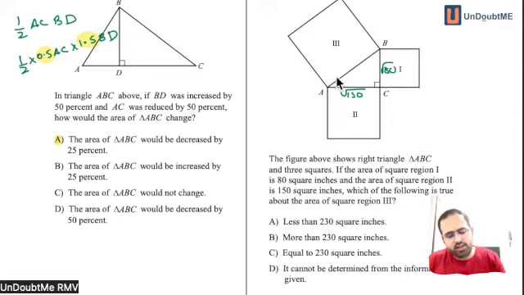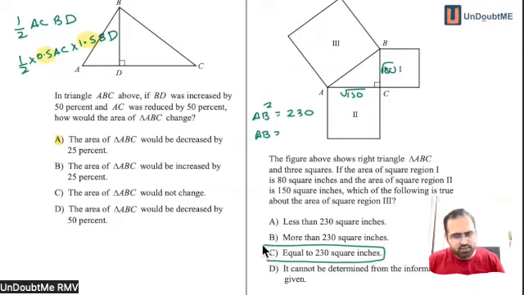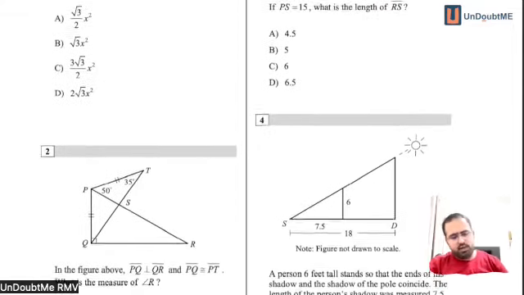We need to use Pythagoras to get AB. So AB square will be equal to the sum of squares of both of them. So that will be 230. AB square is basically the area also, so it will be equal to 230 square inches. It looks like a difficult question, but it is not. It's easy. So we are done with this chapter as well.